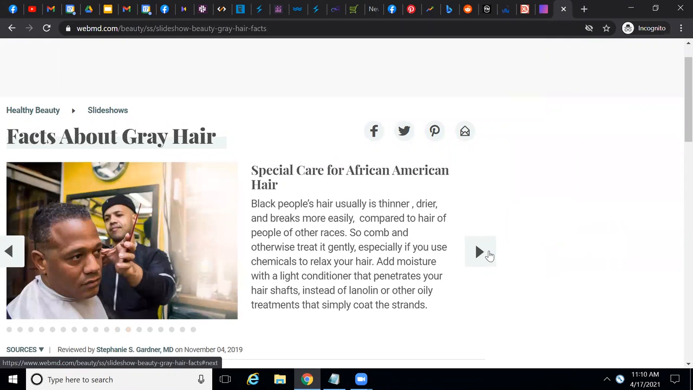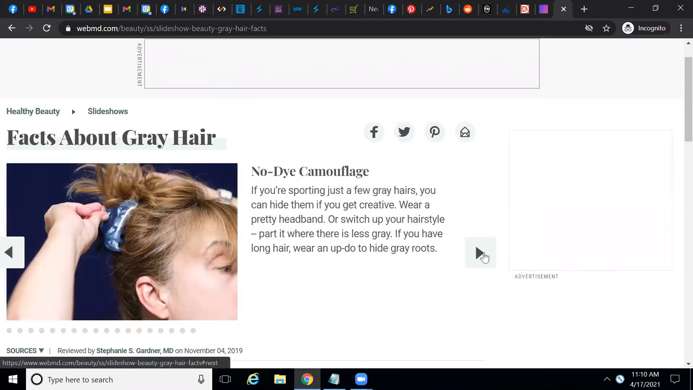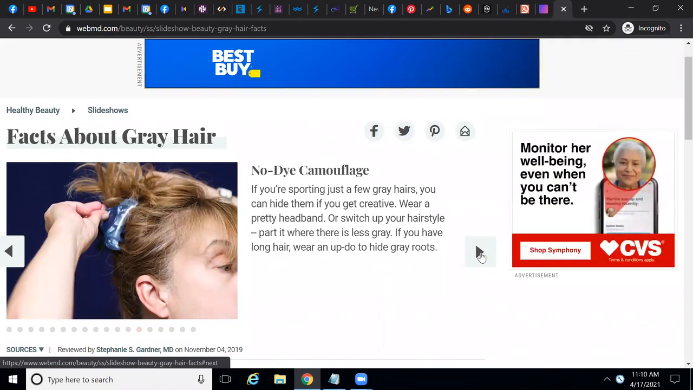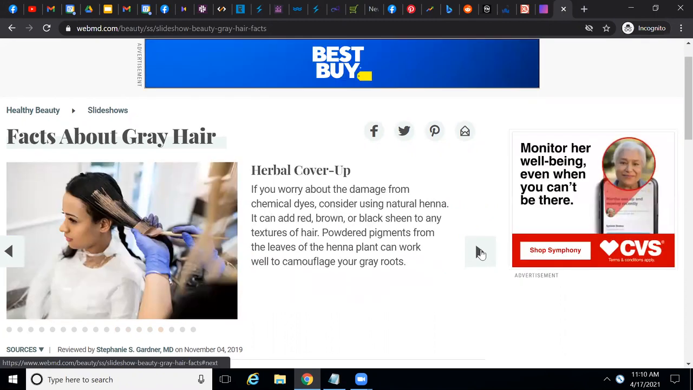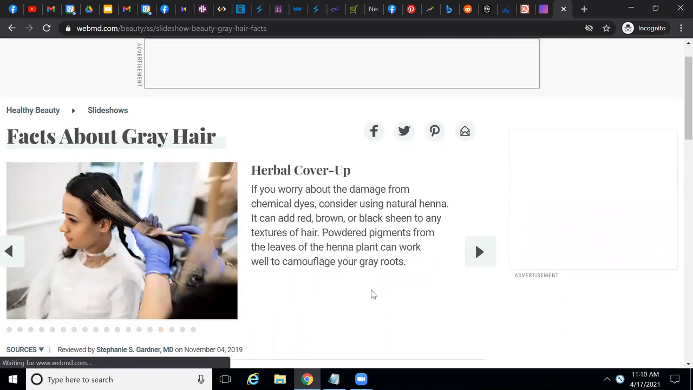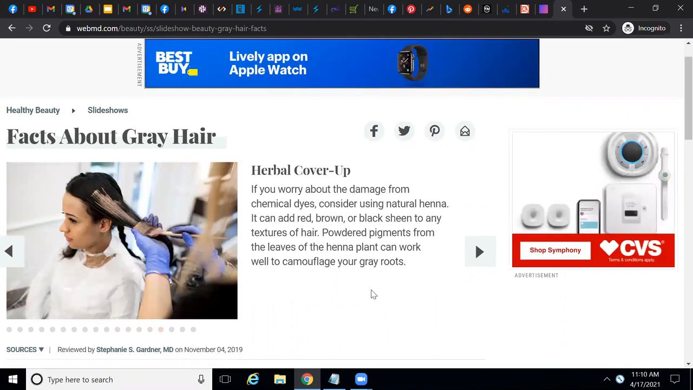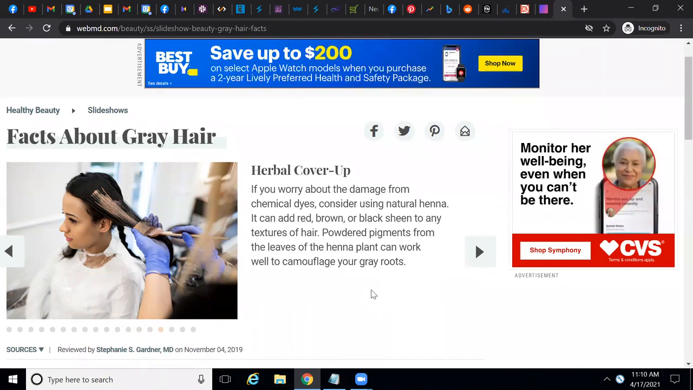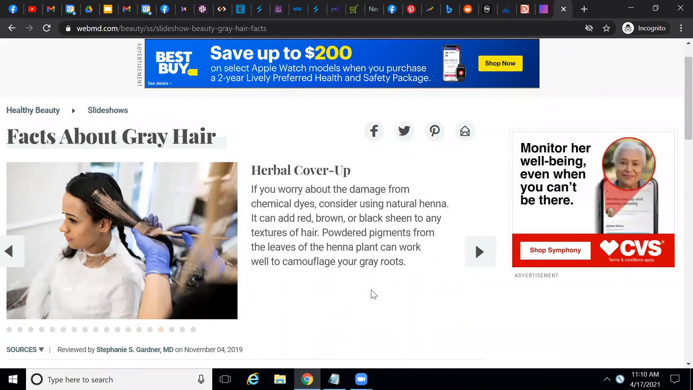Okay, so special care for African-American women, and then dye camouflage. So if people want to dye their hair, that's fine. I stopped dyeing. I just got over it. Dye it, I'm not going to do that. Herbal cover up, there are different solutions. So maybe I want to put together a bundle that is a natural hair dye, also some supplements, maybe a hairbrush. I maybe want to include a combination of things, so it becomes an entire solution for women with gray hair.